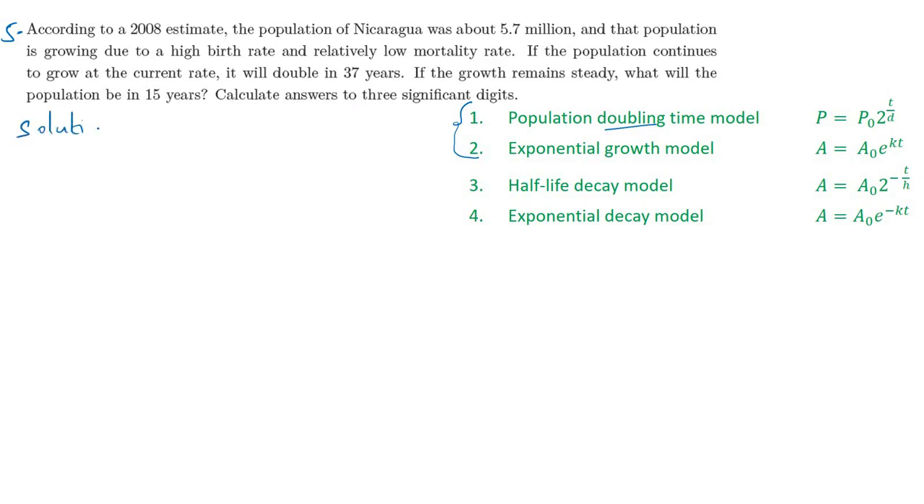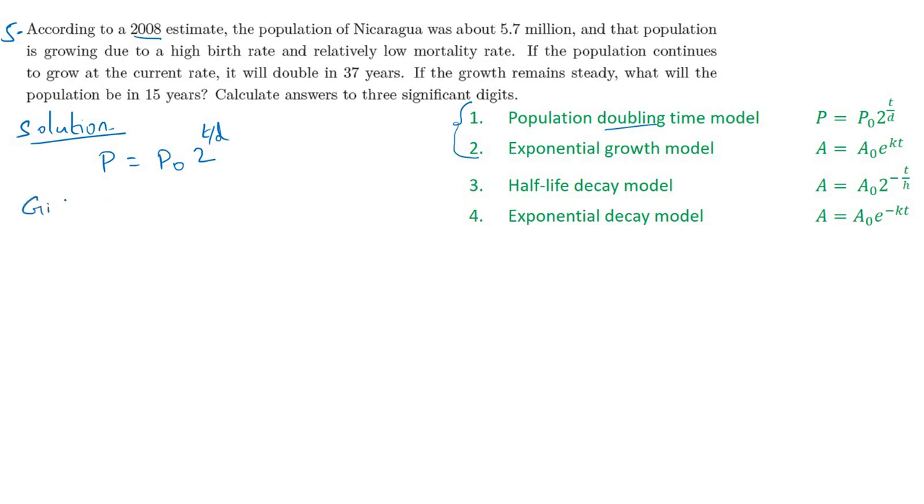Solution. So we have already identified the model. It is the population doubling model. So write the rule P equal to P naught 2 power T by D. This T should be put a little small, okay, don't confuse with this T. It is 2 power T by D. Now what are all the things given? See, there are so many numbers. 2008 is a number, don't confuse where you want to substitute. We are not substituting that one. Okay, so this is the initial population.